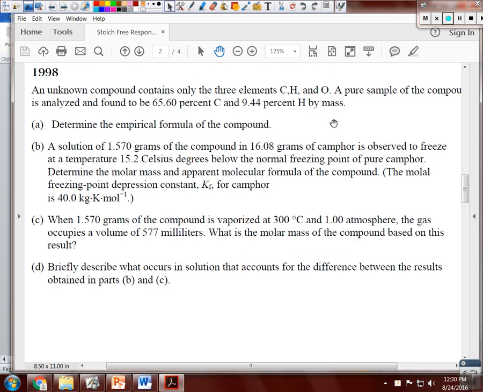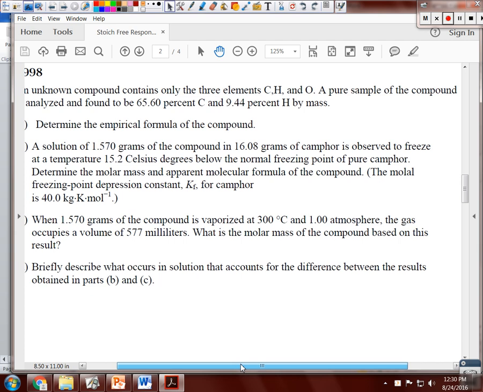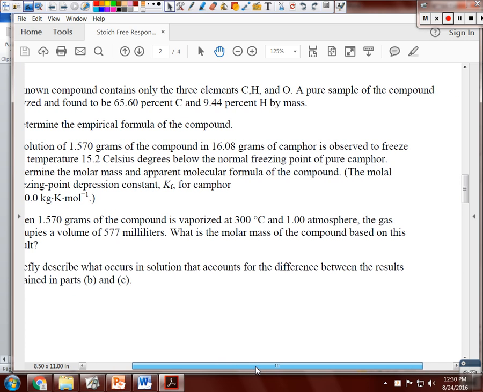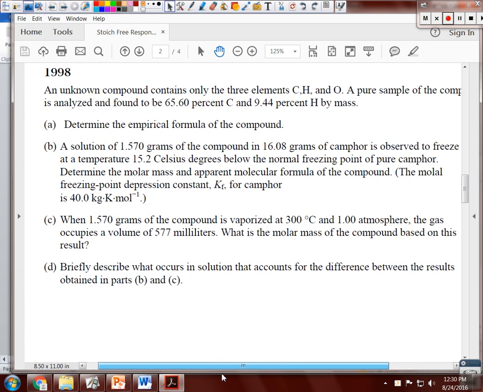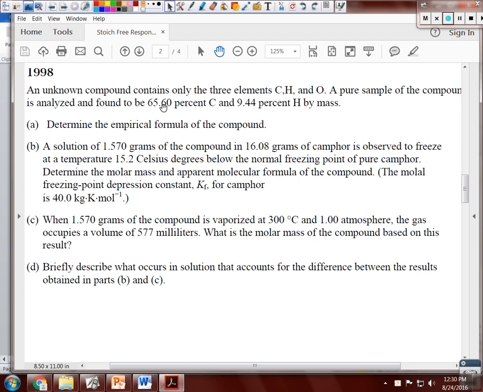All right, I'm just going to throw this at you. We're not going to actually calculate it, but I just want to make sure we're on the same page. It says an unknown compound contains only three elements, C, H, and O. A pure sample of the compound is analyzed and found to be 65.6% carbon, 9.44% hydrogen by mass. Determine the empirical formula of the compound. So when we do the empirical formula, hold that thought. So do you agree that it says this right here? So it has to be C.